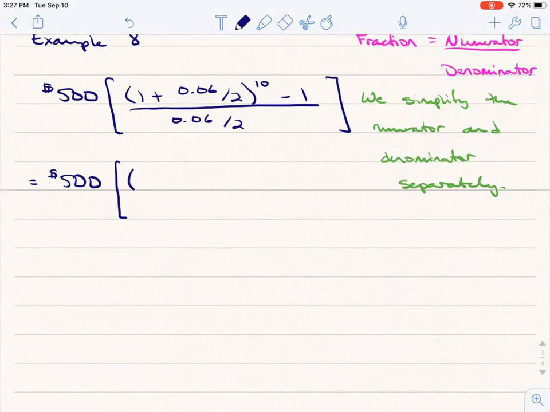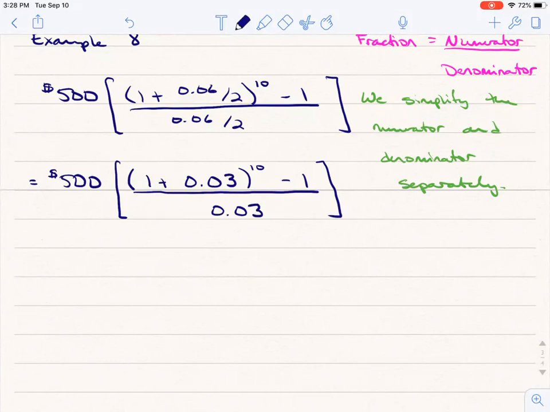Everything else stays the same. The only thing that I'm simplifying at this step is the 0.06 divided by 2. So I've got 1 plus 0.06 divided by 2, 0.03, all to the power of 10, minus 1. And because I'm simplifying these separately, I can also simplify the denominator because it's just one term: 0.06 divided by 2, which is also 0.03. If you wanted to keep writing 0.06 over 2, that's fine until whatever point you decide to change it. But I'm lazy, so 0.03. Okay, all right, next step.